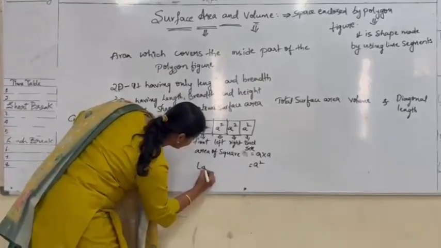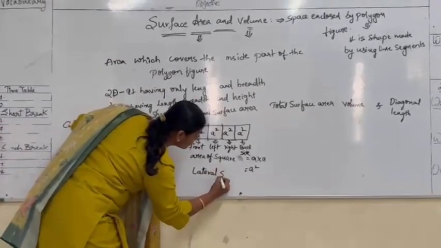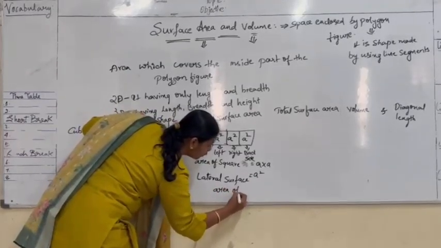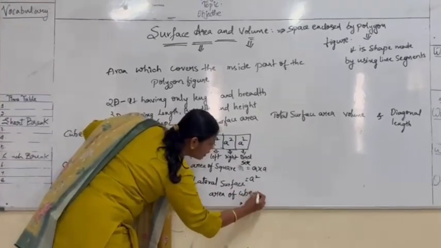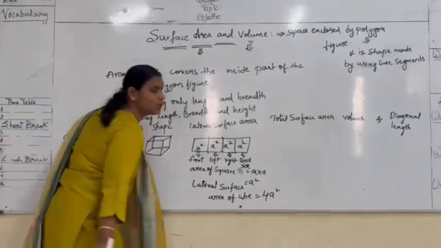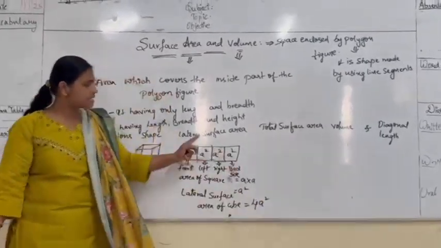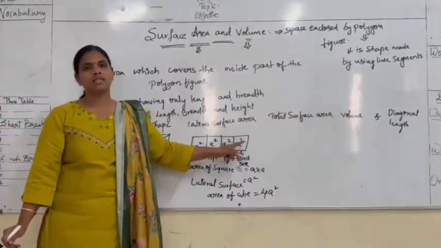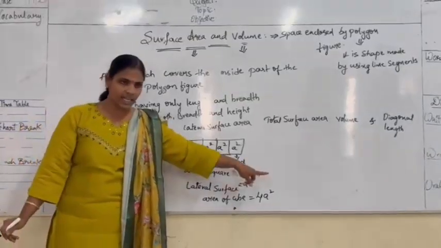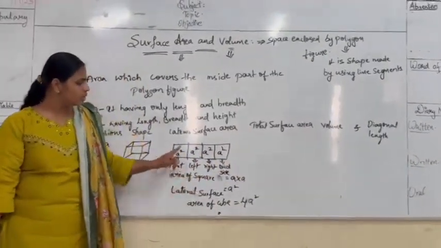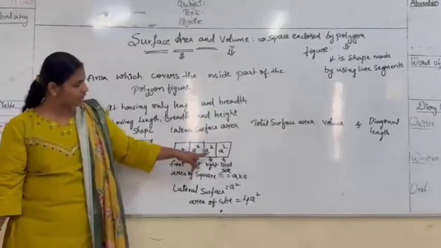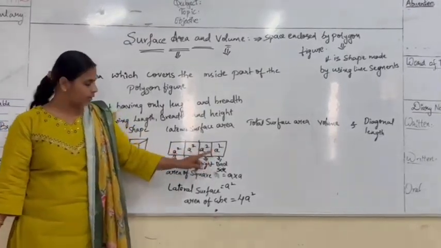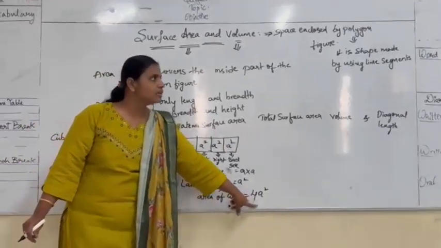Then the lateral surface area of the cube is equal to 4a square. We get 4a square as the lateral surface area by leaving the top and bottom, and all sides are the same as a square. The area of a square is a into a, which is a square. So a square plus a square plus a square plus a square equals 4a square.